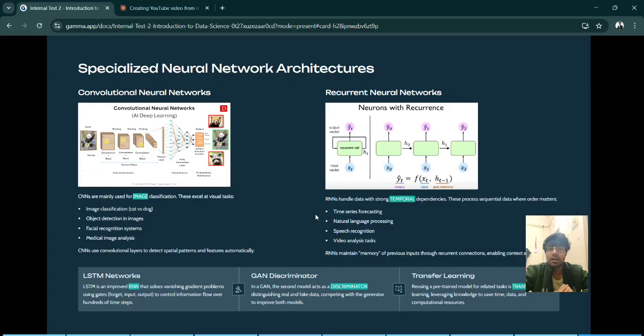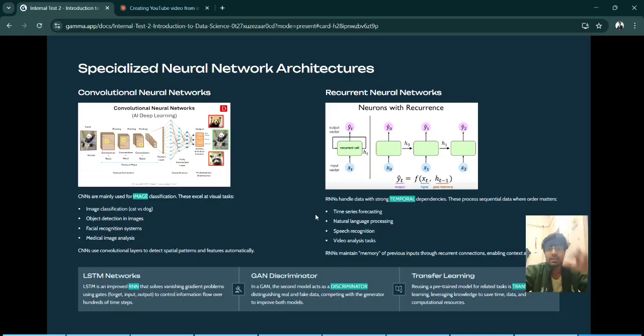The adversarial training produces remarkably realistic generated images and is used for image generation, style transfer, and data augmentation. So the question number 34 asks: reusing a pre-trained model for a related task is called blank learning. So the answer is transfer learning.